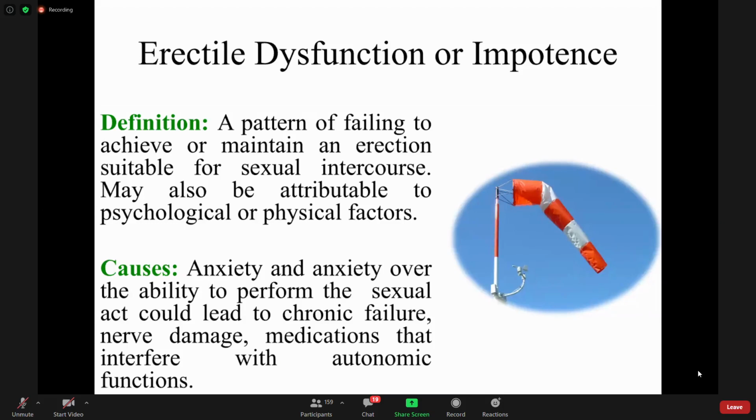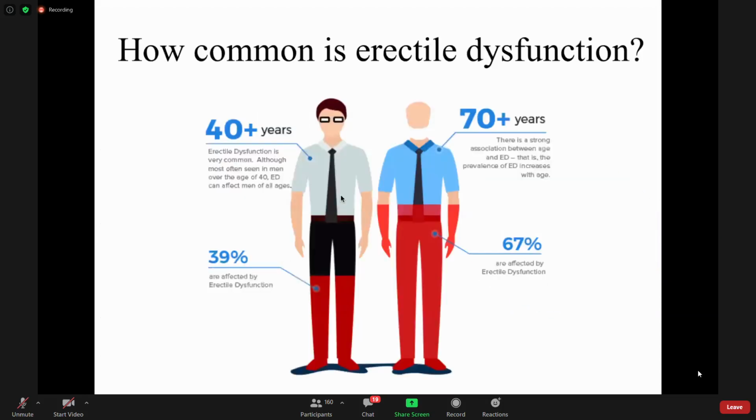Now, it's kind of a chicken and egg question, because having erectile dysfunction would lead to anxiety and stress, and also vice versa, having anxiety could lead to erectile dysfunction. Erectile dysfunction is much more prevalent in older ages.